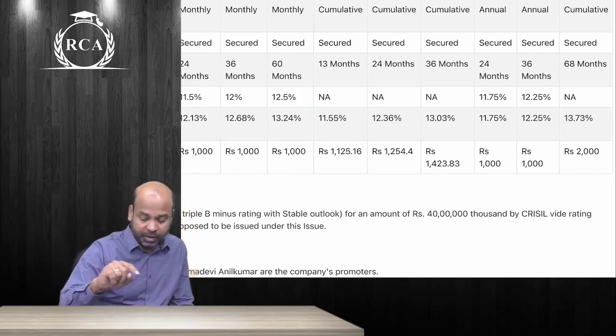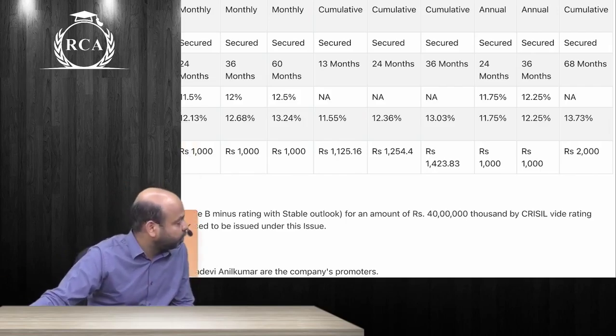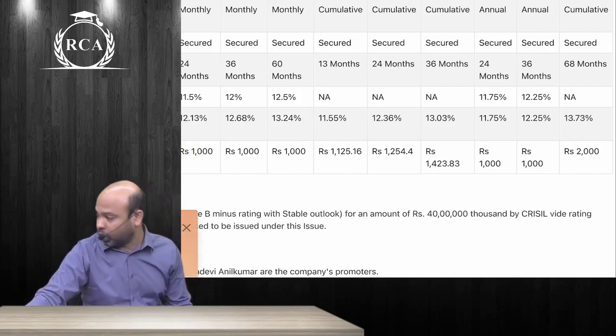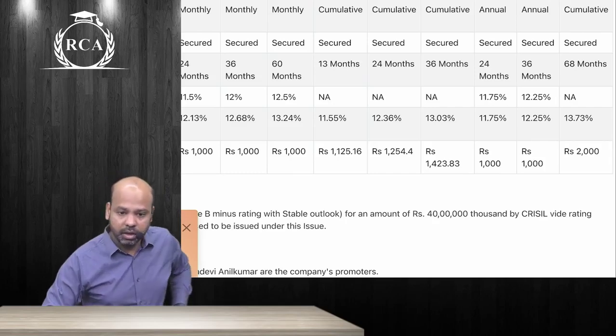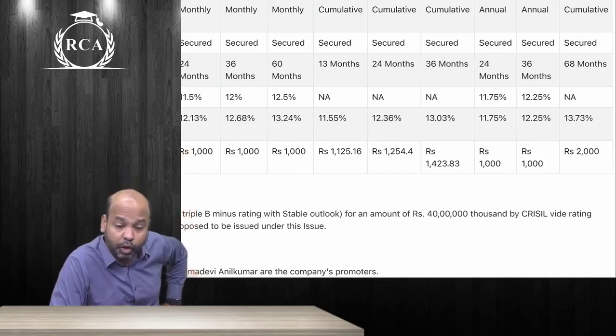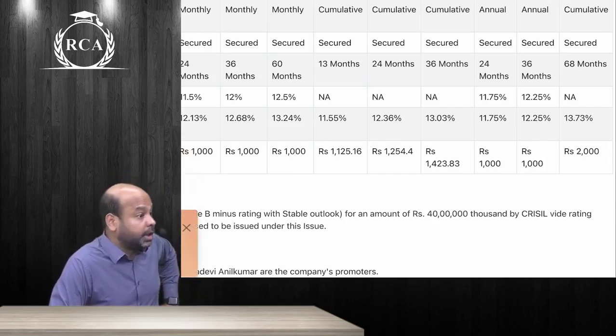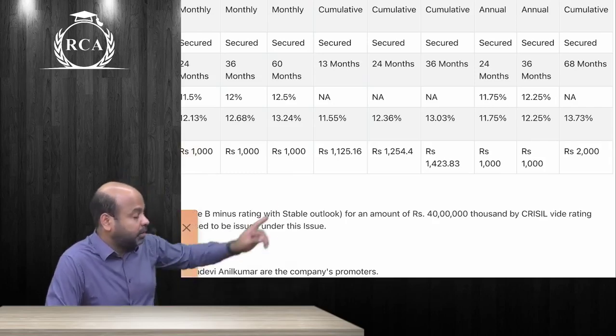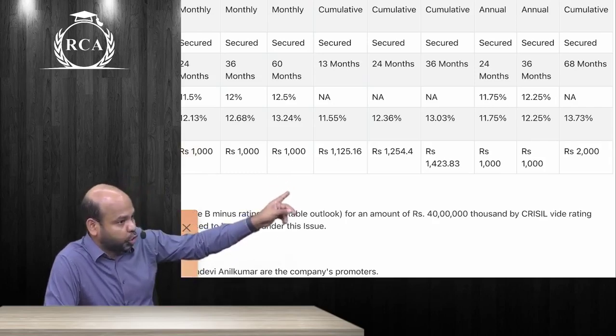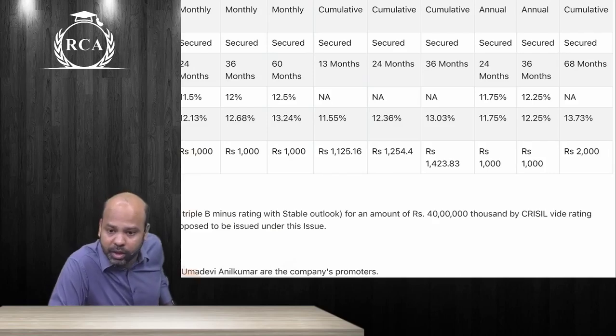On 1000 rupees they will add 13.03% for the first year. For the second year again they will add 13.03, but on what amount? Accumulated balance. Why on accumulated balance? Your interest income is not being paid out to you. Your interest income is being accumulated with the company. Samajh mein aa raha hai, nahi aa raha hai?